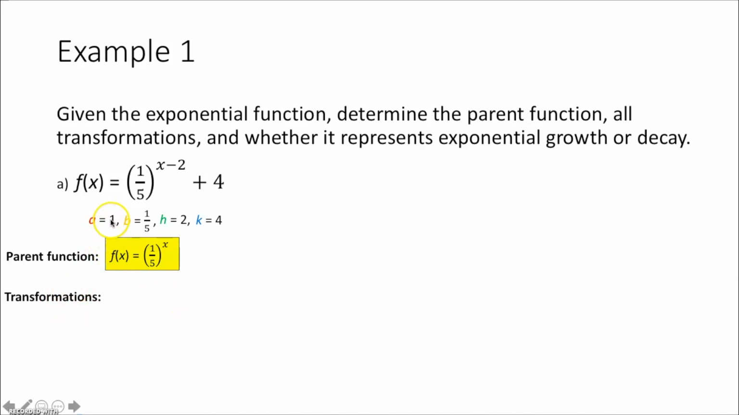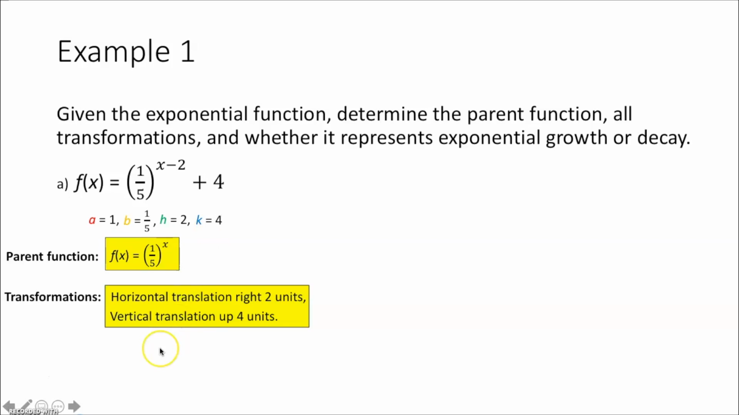So the A value is 1. That doesn't affect the graph at all. It doesn't make it reflect, it doesn't stretch it or compress it, so we leave that alone. H is 2. Now what that means is you're going to shift the graph horizontally to the right 2 units. That's a horizontal translation to the right 2 units. Your K value, since it's +4, is going to shift your graph up 4 units. So it's a vertical translation up 4 units.